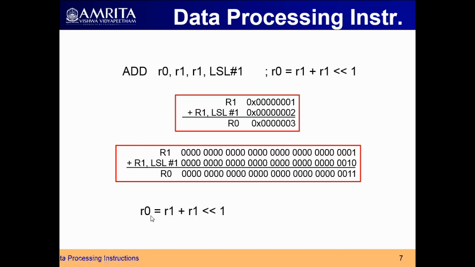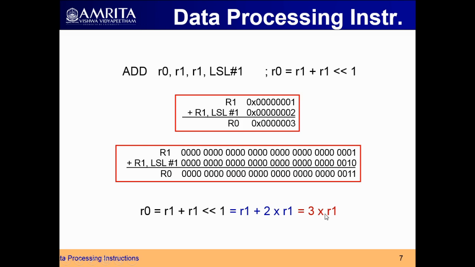So here what is happening? R0 equal to R1 plus R1 left shifted by 1. R1 left shifted by 1 is actually 2 into R1. So how will you rephrase it? R1 plus 2 into R1. What is the result? You will get 3 into R1. So by writing a single instruction like this, you are actually multiplying R1 by 3.